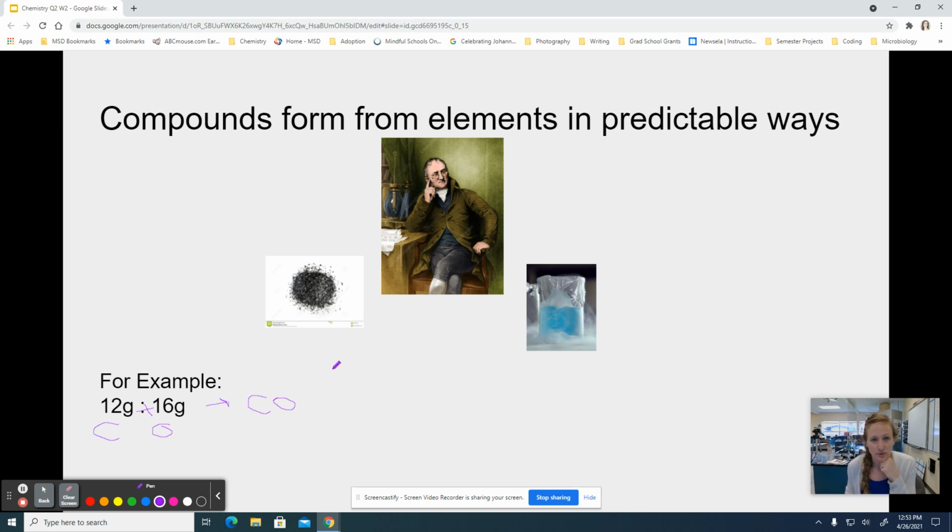Now, his measurements weren't quite as nice and pretty as these very even numbers were, but basically he did a lot of work with ratios. He looked at ratios of the masses that he combined, and he found that carbon and oxygen would react in this 1-to-1 ratio of 12 grams to 16 grams. So he concluded, well, 12 grams must be one carbon, 16 grams must be one oxygen, right?